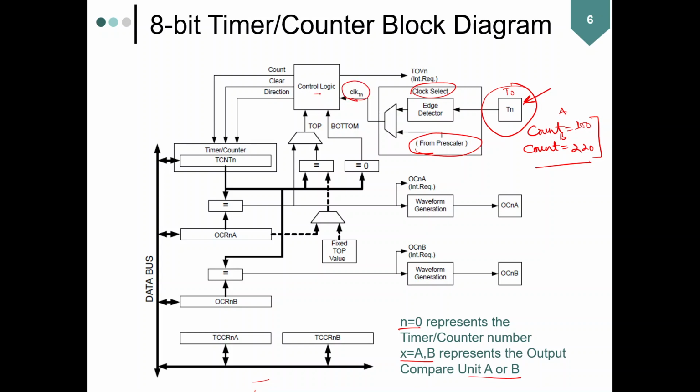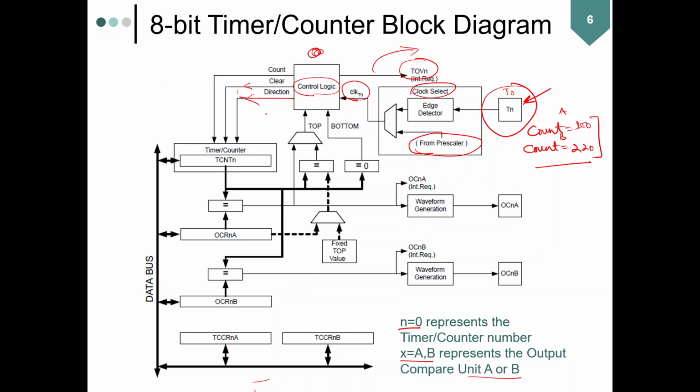Now you have a clock control logic over here. So this actually keeps counting, and if you have a timer overflow, then this generates the timer overflow interrupt. Then here you have the direction signal. Direction tells whether you want the counter to count up or count down. So there are up counters and down counters. The up counters increment whereas the down counters decrement.